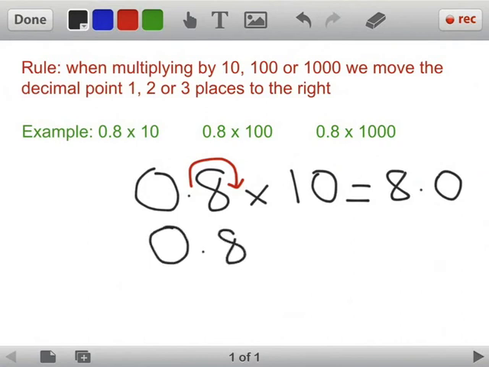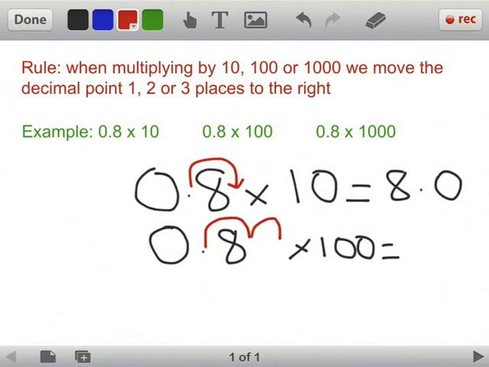Next example, 0.8 times 100. Now, we need to move the decimal place twice. So 1, 2, and the decimal place goes there. Every time you move a decimal place, if there's nothing or no value in it, you need to write a 0. So, the answer to 0.8 times 100 is now 80.0.